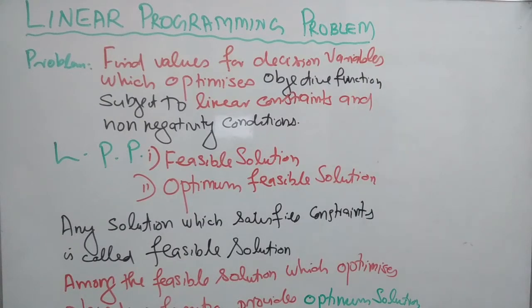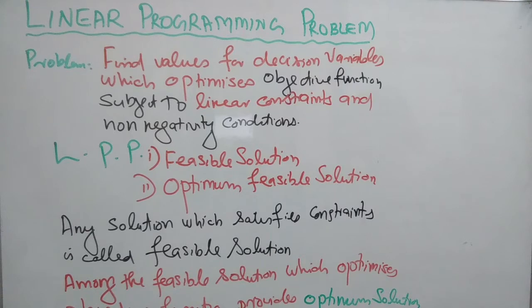Discussing the solution to a linear programming problem. Linear programming is a management decision situation, and every situation should have a solution. So we have to derive a solution for a problem. So linear programming is a problem. It is known as LPP.